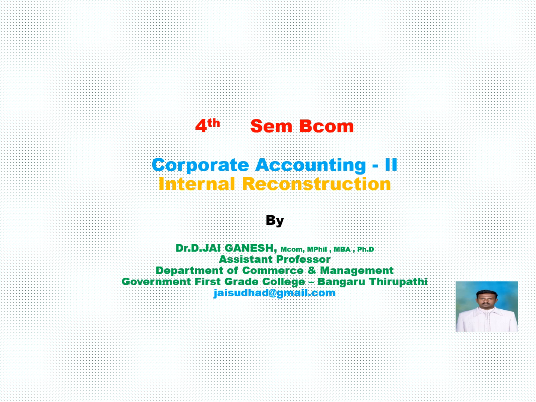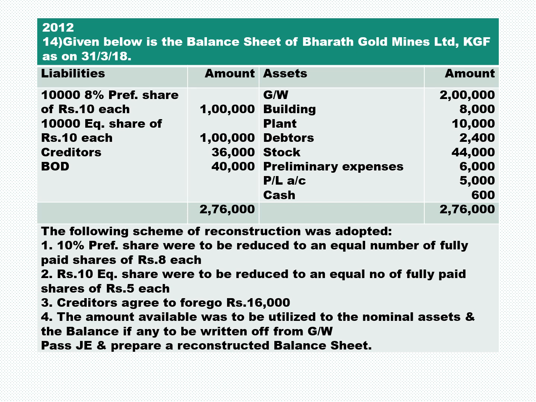Today we are going to solve the 14th problem in case of internal reconstruction. Given below is a balance sheet of Bharat Gold Mines Limited KGF as on 31/3/18. We have 10,000 8% preference shares of rupees 100 each, 1 lakh. 10,000 equity shares of rupees 10 each, 1 lakh. Then creditors, BOD. Asset side we have goodwill, building, plant, data, stock, prelim expenses, PL account and cash.